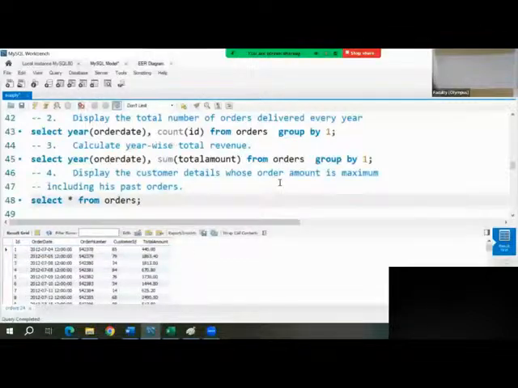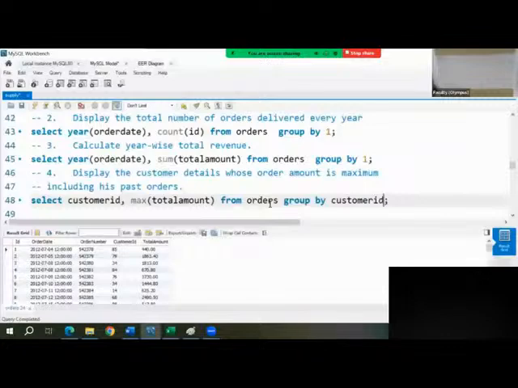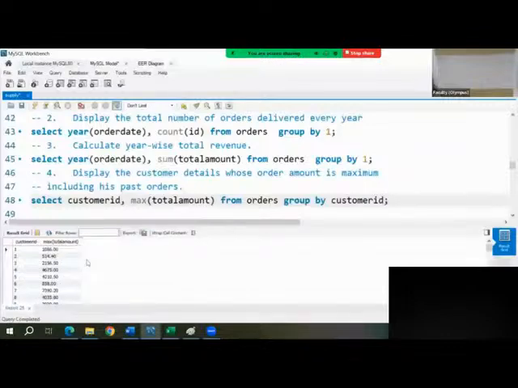I wanted to revise CTEs as well. So we'll find out the maximum order amount for each customer. For each customer, we will find the max of this total amount. And see, so far we have always been joining tables and then aggregating, right? Now let's aggregate this and then join this. So we have aggregated this data, whatever is the maximum total amount.